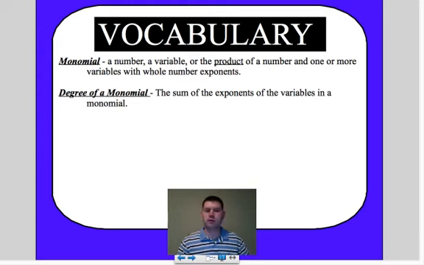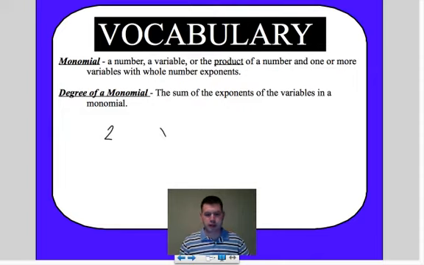The first thing, the vocab that we need to know, is what a monomial is. Okay, that's the base. It's like the smallest piece of a polynomial. Mono means kind of one, so therefore a monomial is a number, a variable, or a product of a number and one or more variables with whole number exponents. So what we mean by this is like 2 is a monomial. Okay, that's one term. Monomials are one term.